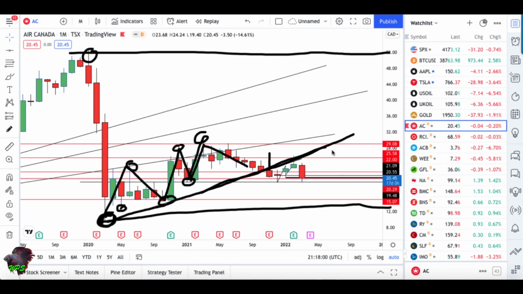Everything below this trend line here is a sell zone. Everything above this trend line is a buy zone. Okay, we are still stuck in the sell zone on the monthly chart. Okay, we also have this beautiful rejection candle here again. So this was the first one, second rejection, and the market fell back down to this 1948 area.